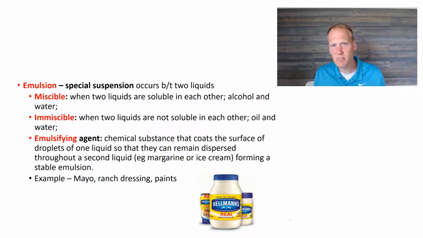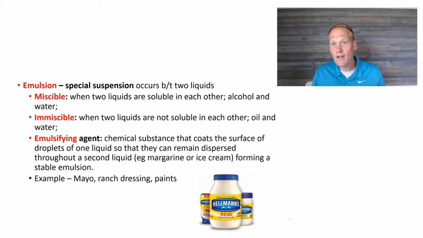Another type of heterogeneous mixture is called an emulsion. This is a special suspension that occurs when you have 2 liquids, and something special has to happen in order for them to mix. Typically, in an emulsion, you have 2 things that are immiscible. Immiscible is when 2 liquids do not want to mix. Oil and water is the classic example. Miscible is when they will mix. So water and alcohol are actually miscible, and you can mix them together and they'll dissolve.